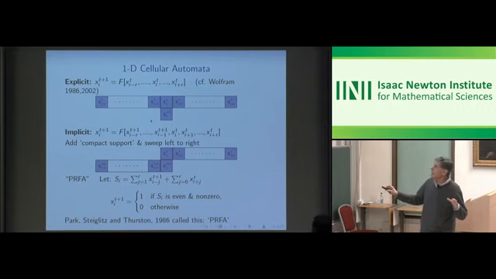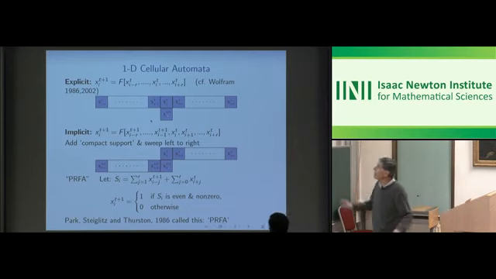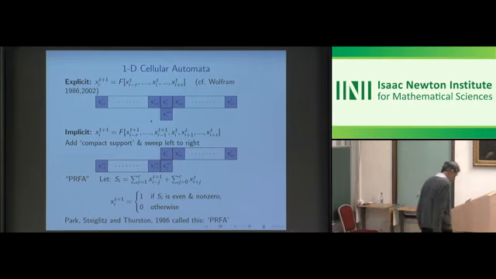You take x_i with r neighbors to the left and r neighbors to the right, and then just depending on those, you get a new update, a new value. Those were studied by Wolfram. He's the developer of Mathematica, but he didn't study filter automata.